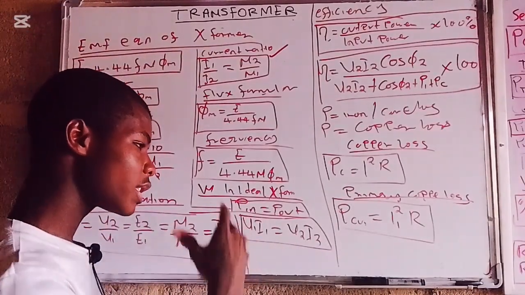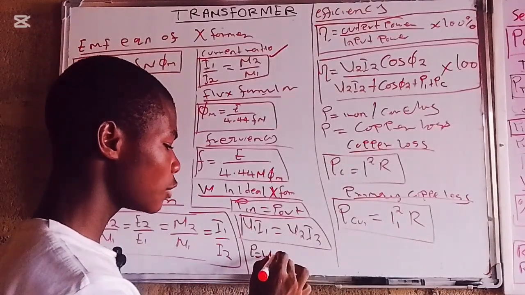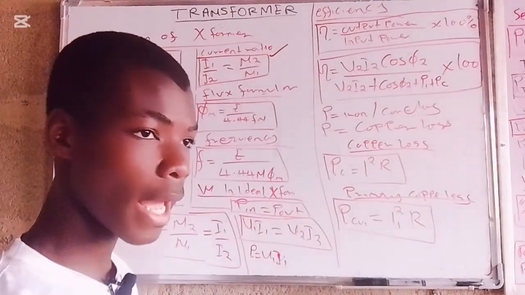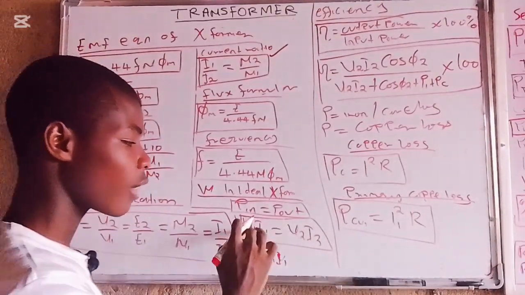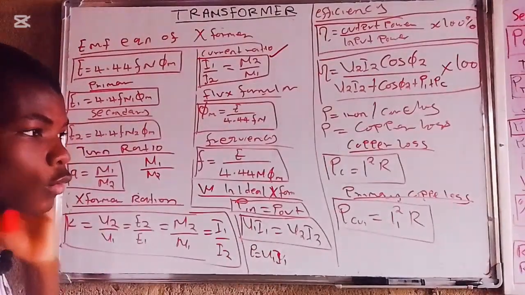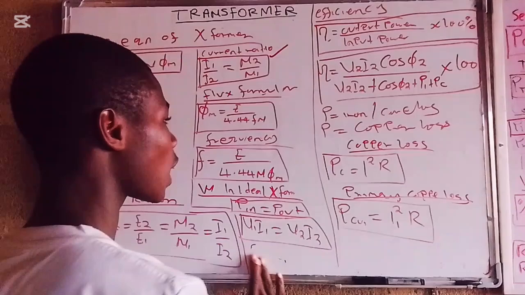The power input is the same thing as the power output. We all know that the power input is the same thing as V1 I1. Power is the same thing as V multiplied by I. So V1 I1 and also V2 I2 are all the same, but the difference is input and output.